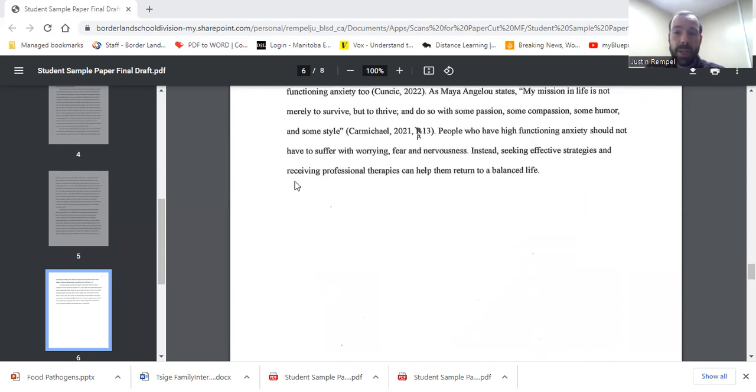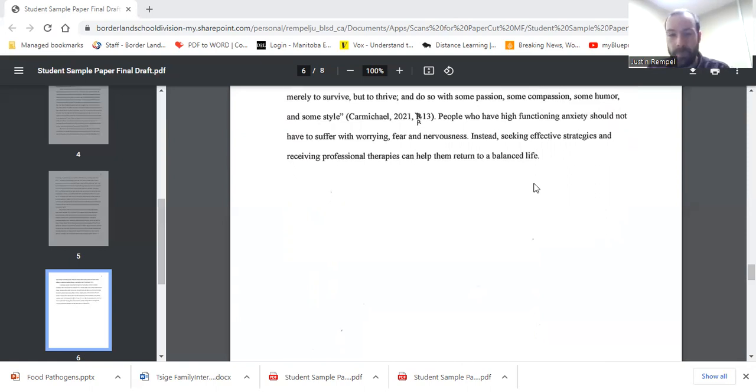Seeking effective strategies and receiving professional therapies can help people return to a balanced life. What a great concluding sentence, okay? It returns us to our thesis, which is about effective strategies, and it ends with hope. It says strategies can help, they work, it's been proven that they're effective, and this is wonderful news for people who are dealing with high functioning anxiety.